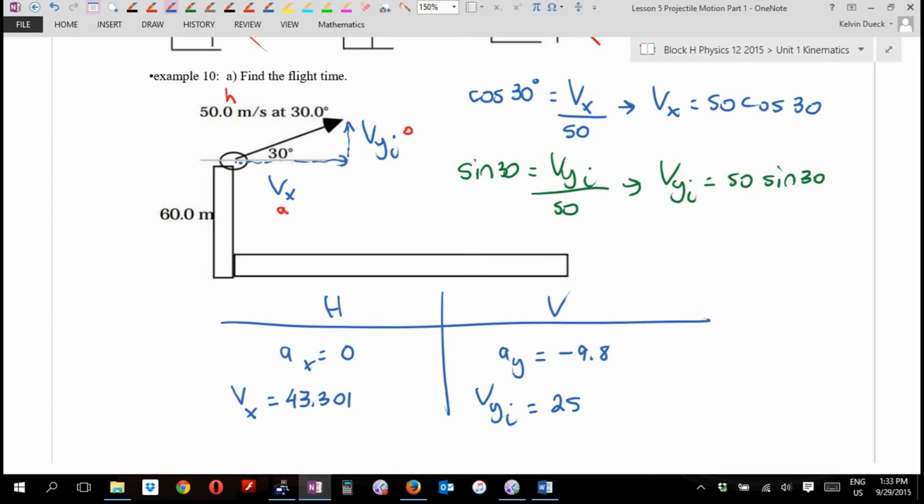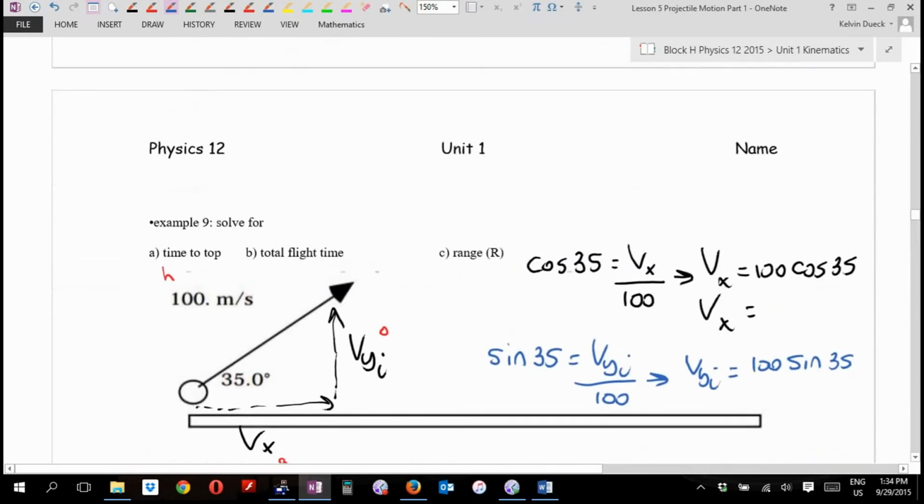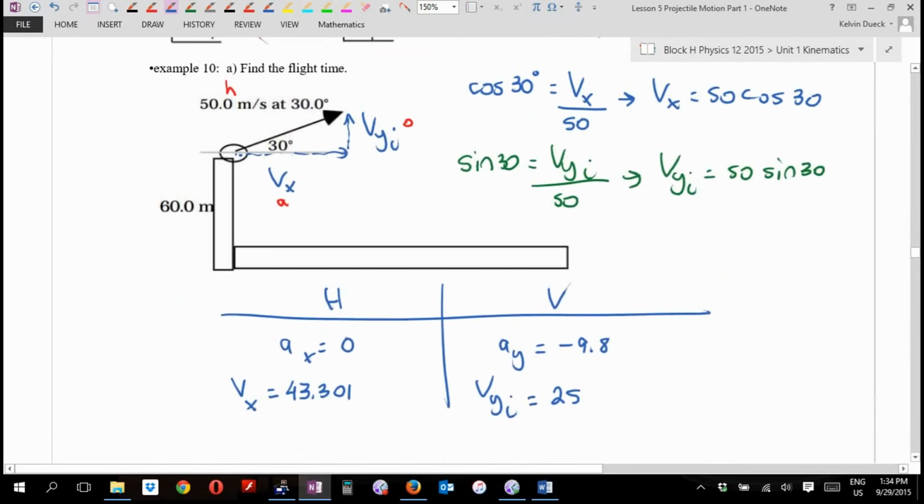Mr. Dueck. Yeah, Kiowa. I'm looking at the last question where we launched off the ground up at an angle. I noticed Vx was cos and Vy was sine. I'm looking at this question where we're launching up at an angle from a cliff, but up at an angle. I notice Vx is cos and Vy is sine. Will that always be the case? Yeah. As long as you're launching up.